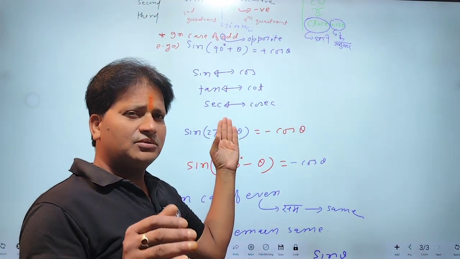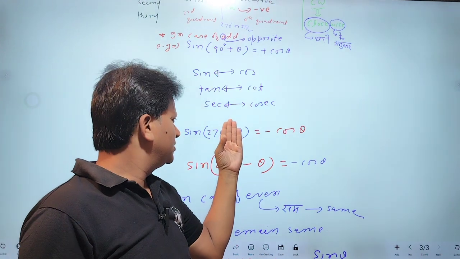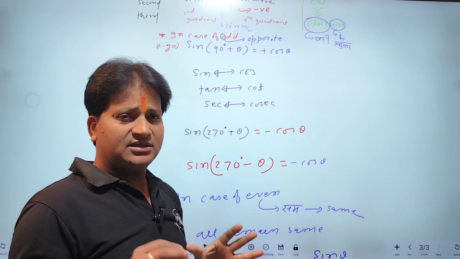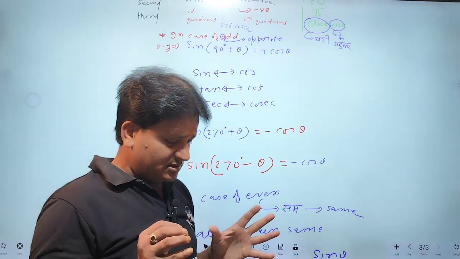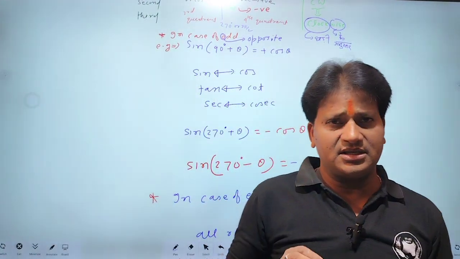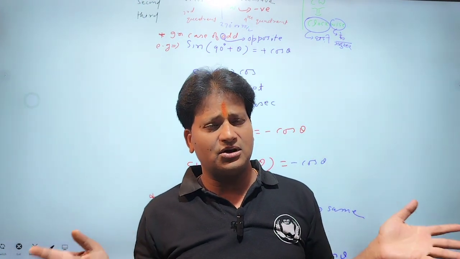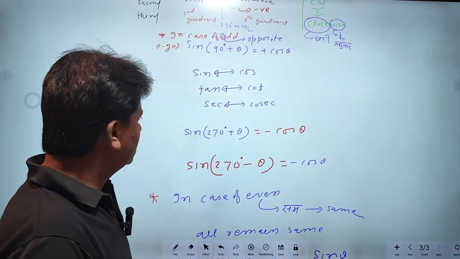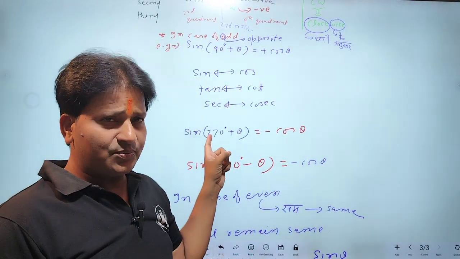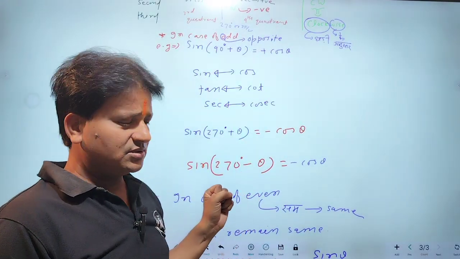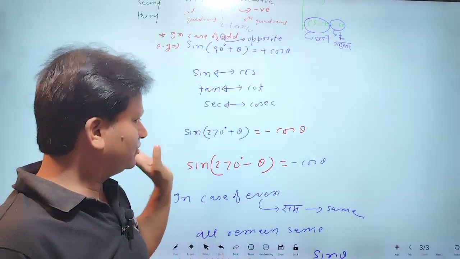Now I am going to omit 0. If you remove 0, then 27 is remaining. 27 is odd. Therefore, in case of odd, sine is converted into cos. Okay.